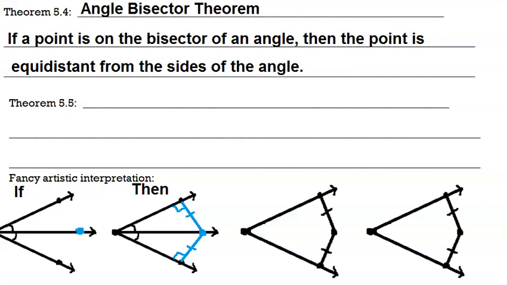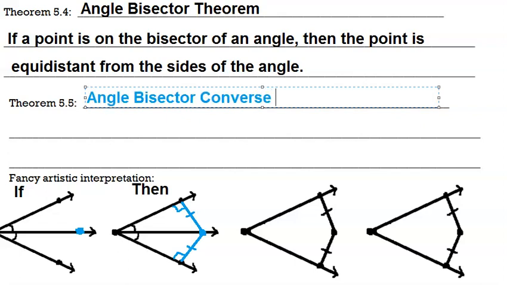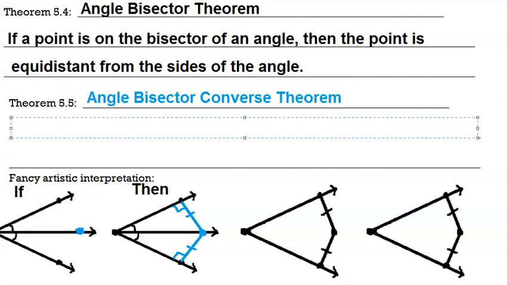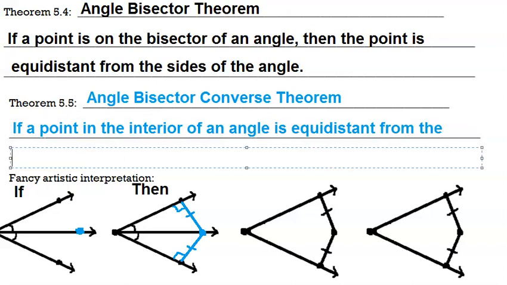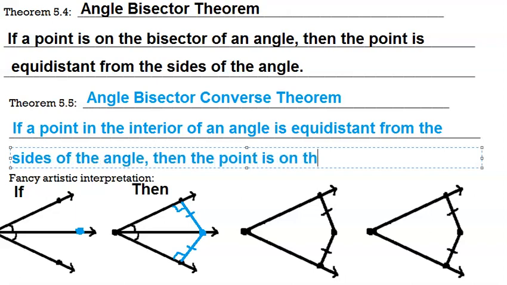All right. And then it's not going to be a terribly big surprise that we are going to have a converse theorem as well. Now, the angle bisector converse theorem is going to have the if and then switched around. If a point in the interior of an angle is equidistant from the sides of the angle, then the point is on the angle bisector.